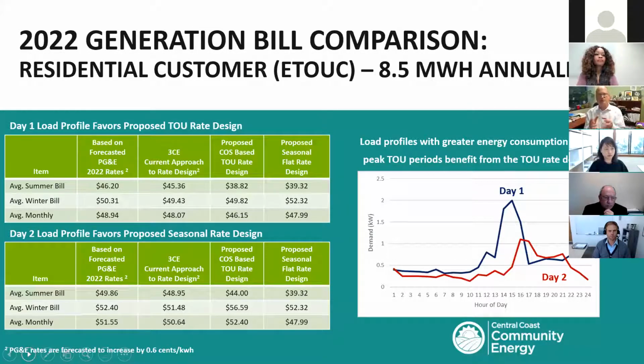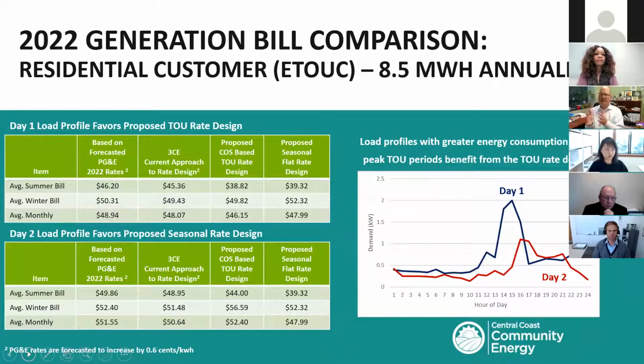Now, under the proposed cost of service-based rates, which is what 3CE is rolling out, you can see that whether you're under the time of use rate design or the flat rate design, that bill is lower, because we think the costs are lower. 3CE is offering you a lower price product. The average summer bill is about $38, the average winter bill for the time of use is $49, and the average monthly is $46.15. If you were on the flat rate design, your average monthly is about $47 or $48. So again, very close, but a little higher.